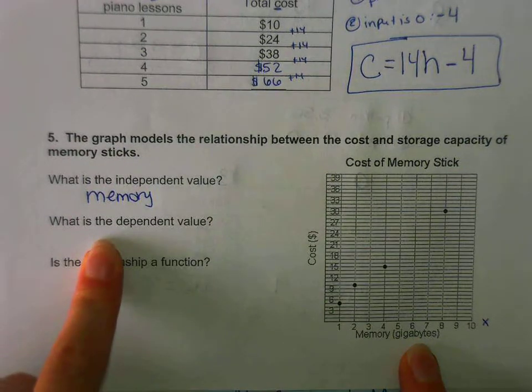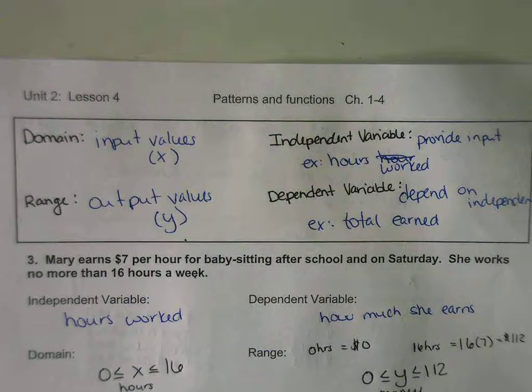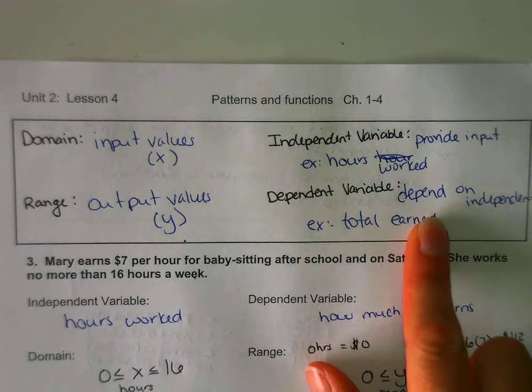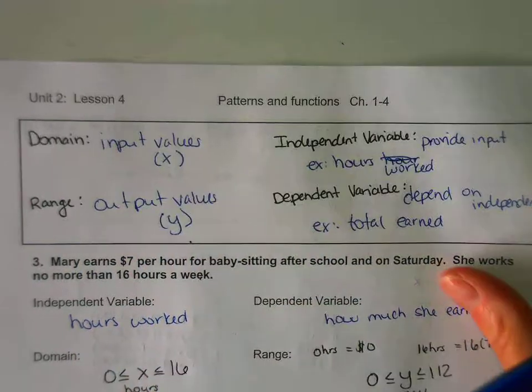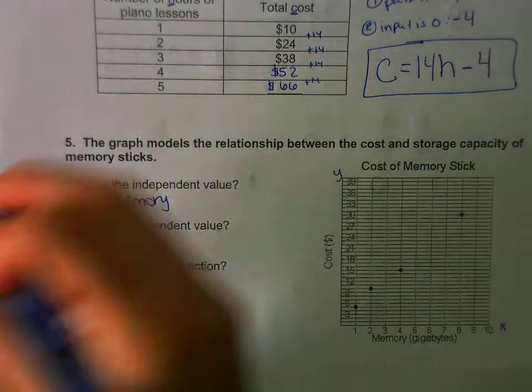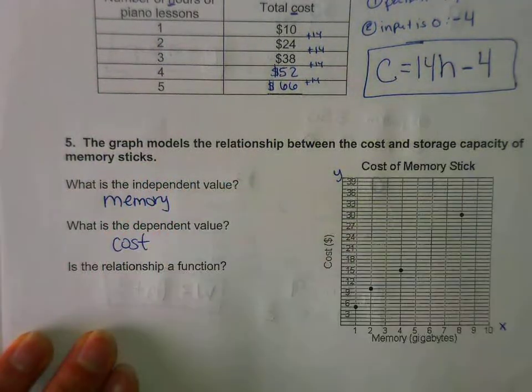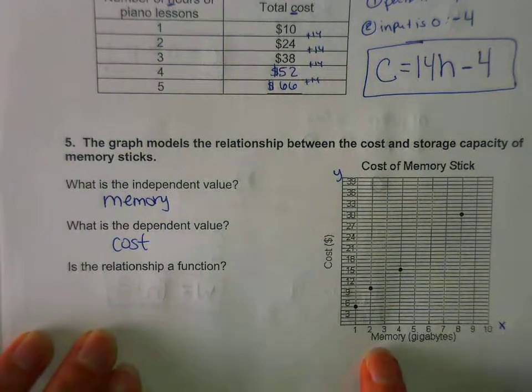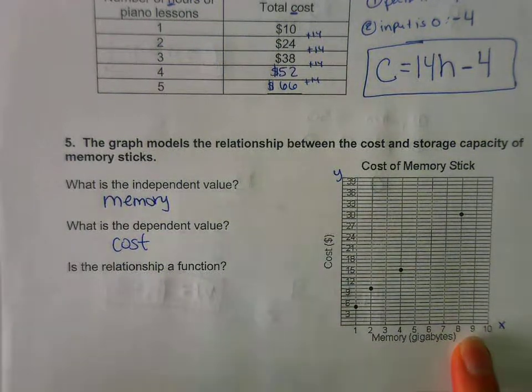The dependent value depends on the independent, which is my y values. So I'm looking here. This is my y-axis. So it's going to be the cost. How much it would cost me to buy that memory stick that has however many gigabytes.